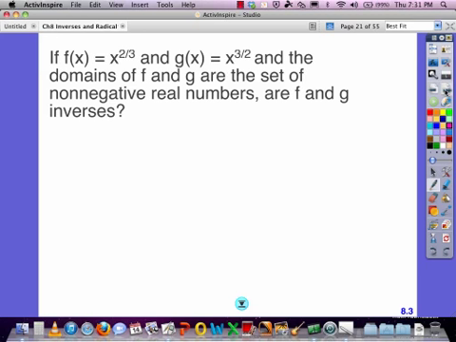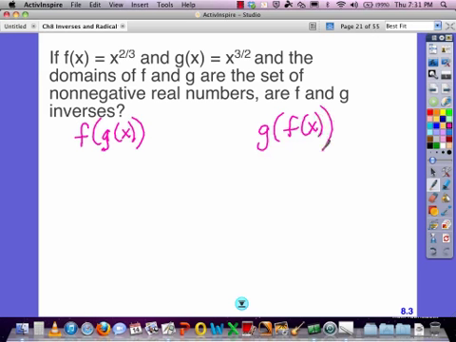x equals x to the 3/2 power, and the domains of f and g are the set of non-negative real numbers, so that basically is telling us we're only going to put in positives or 0, the question is, are f and g inverses? So I believe it's really asking us to do what we just did on the other slide. Whoops, let me back up and write that a little different. So we need to do f of g of x, and then we need to do g of f of x.